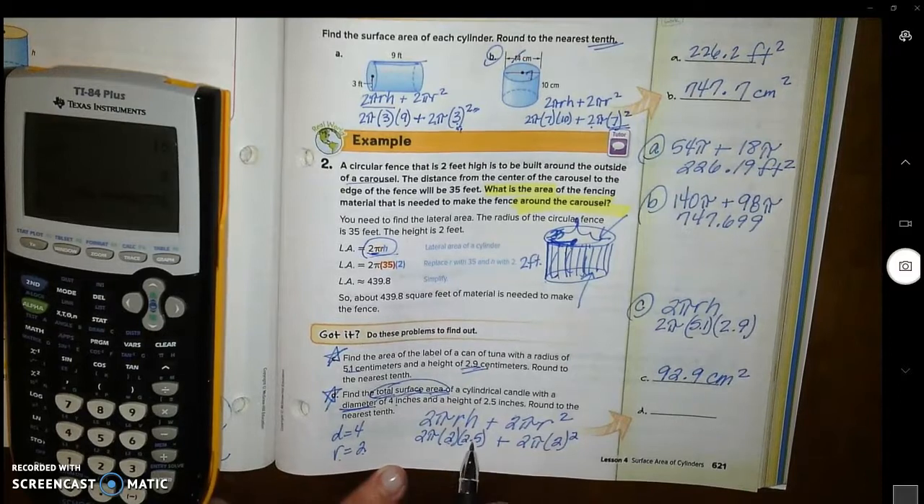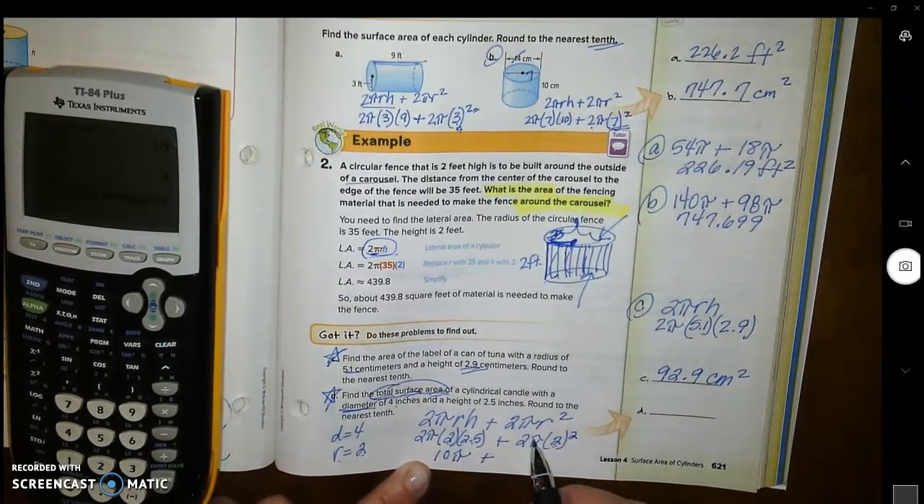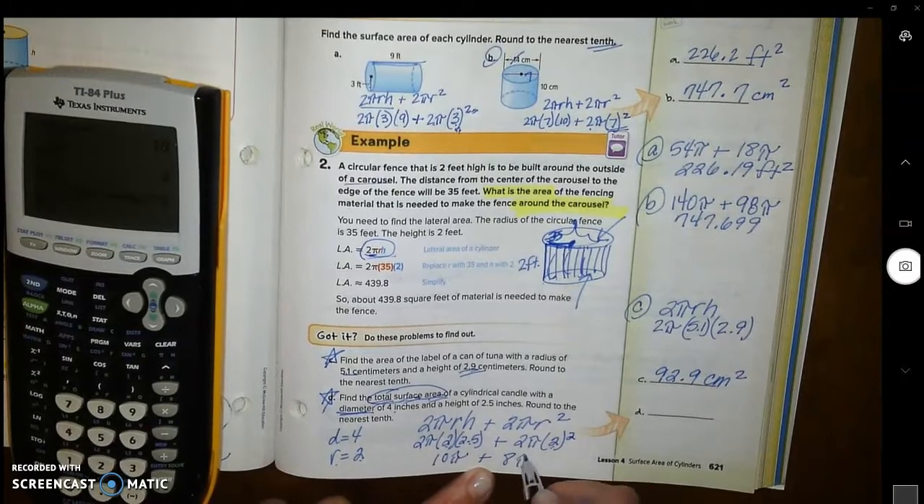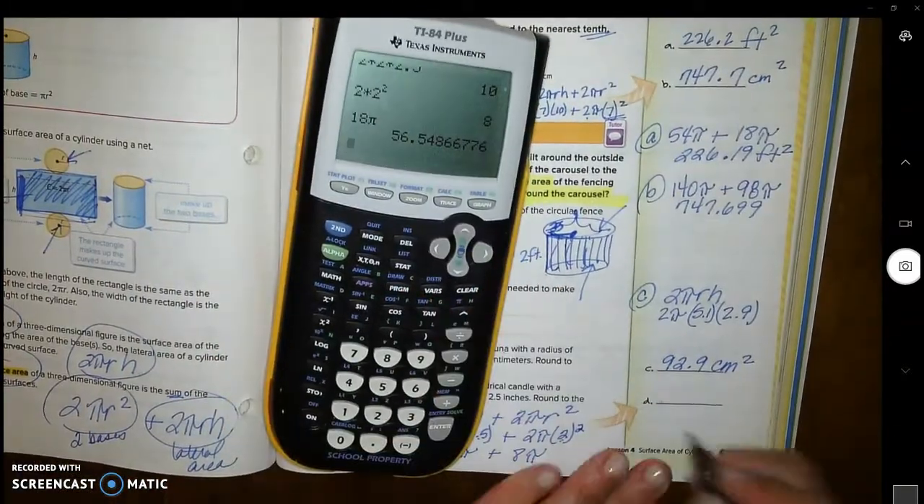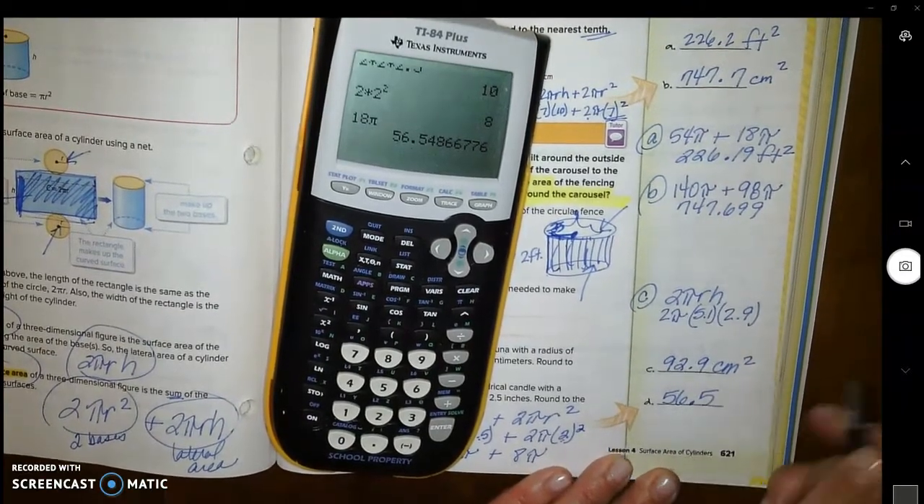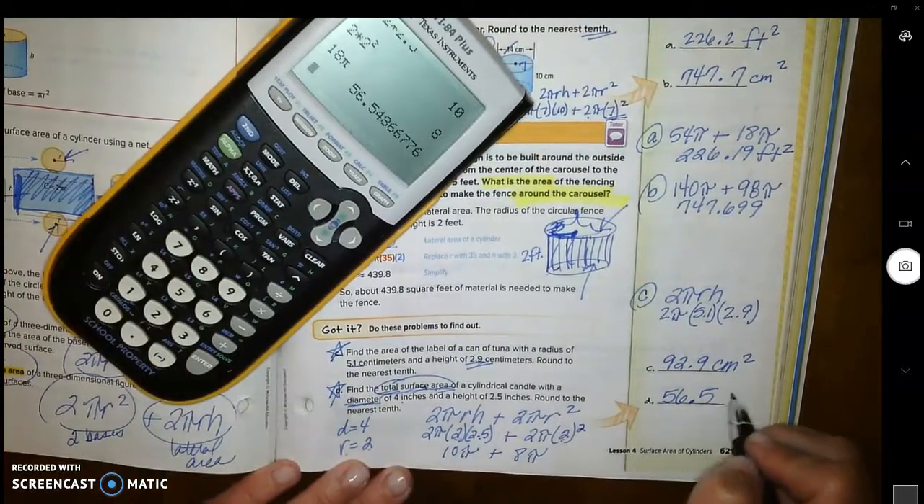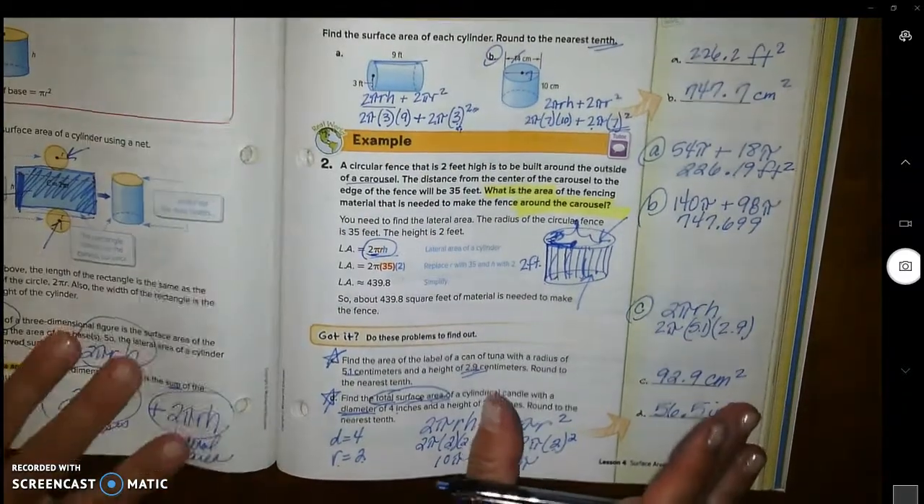Let's see, 2 times 2.5 is going to give me a 5 times 2 is 10 pi. 2 squared is 4 times 2 is 8. And so 10 pi and 8 pi is going to make a total of 18 pi, which is 56.5 square inches. Okay? All right, I'm hoping that those examples helped you out a little bit today.